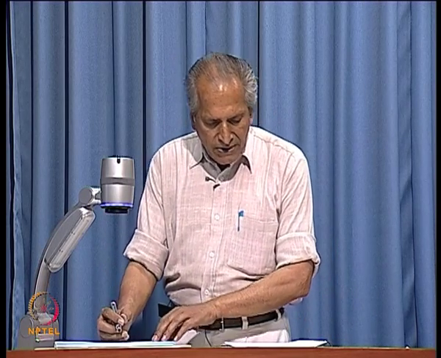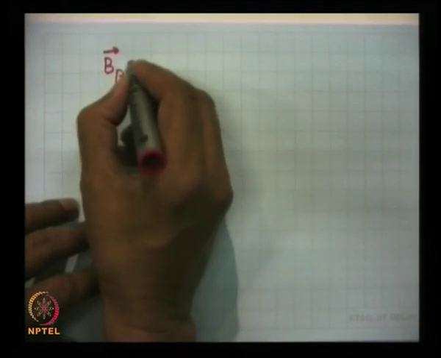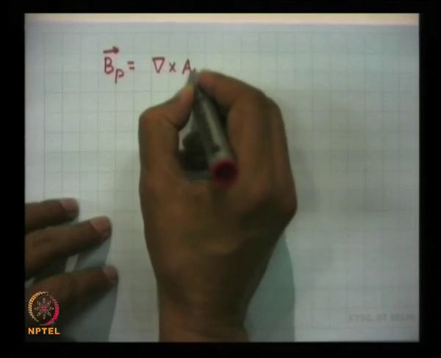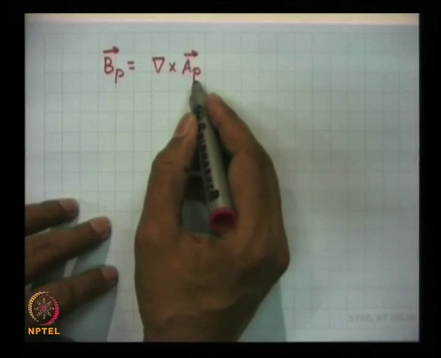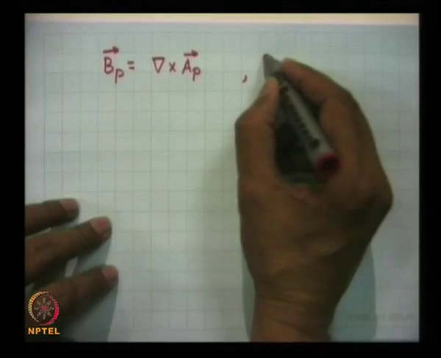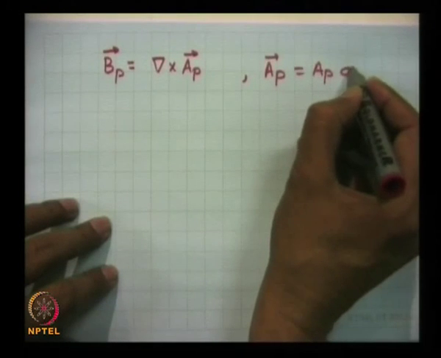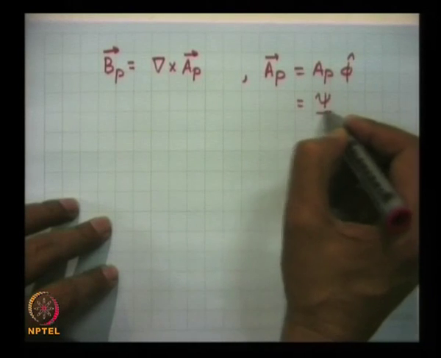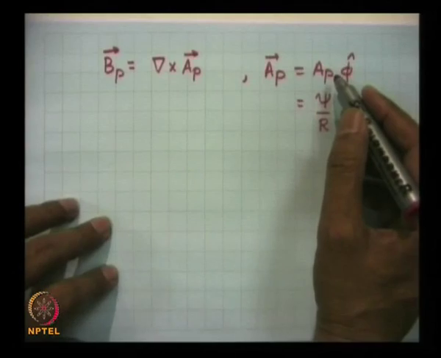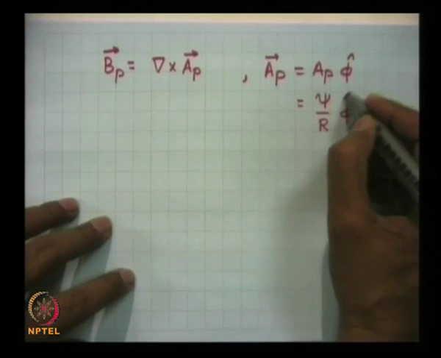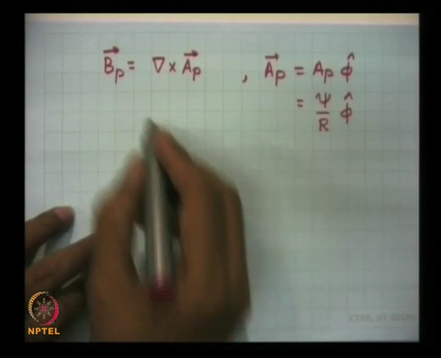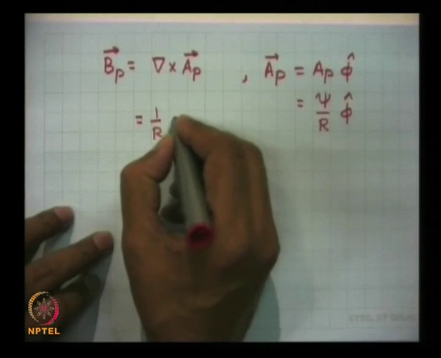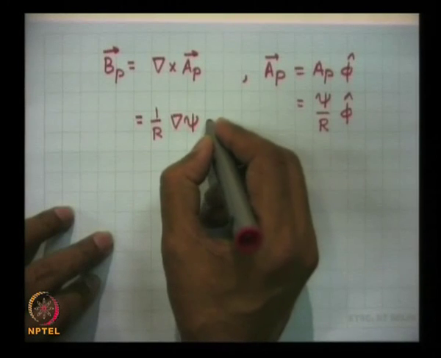Well, once this is there, let me express the poloidal magnetic field, which is curl of A_P. If you take A_P in the phi direction, and I write A_P as psi by R, because R A_P I call psi, so A_P is psi by R phi cap, and substitute it here and evaluate this quantity, it turns out to be equal to 1 upon R gradient of psi, which is a scalar quantity, cross phi cap.